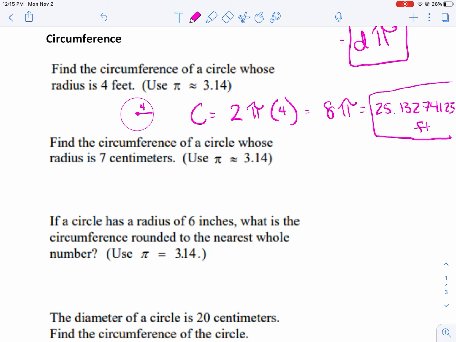Now, it wasn't specific on your decimal place there, so anytime they don't say anything about what decimal place they want you to round to, you have to write out all the digits. Okay, sorry about that, guys.